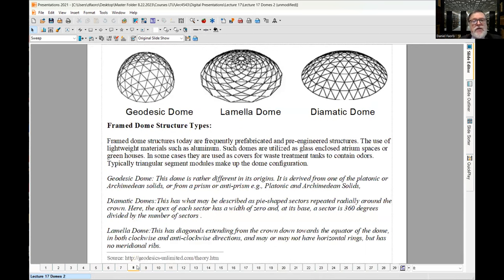Frame dome structure types, again: geodesic on the upper left, lamella in the middle, and dymatic on the right-hand side. Geodesic domes have a different origin, derived from Platonic and Archimedean solids. Dymatic domes may be described as pie-shaped triangular sections. They repeat radially around the crown or a center point at the top. Lamella dome: diagonals extending from the crown downwards to the equator of the dome, in both clockwise and anti-clockwise rotated directions. They may or may not have horizontal rings. They may or may not have meridional ribs.